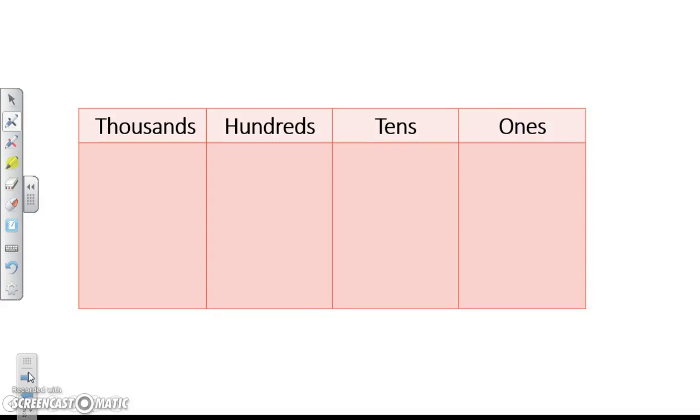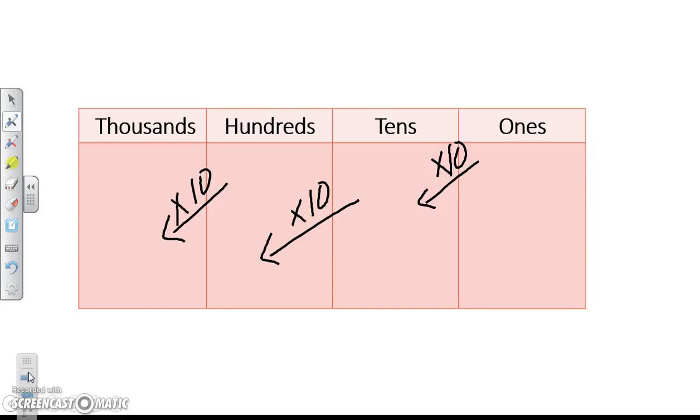So let's talk about this one more time. If I want to talk about ones, the tens place is 10 times greater than the ones place. If I want to go to the tens place, I need 10 tens to go to the hundreds place. And if I want to go from hundreds to thousands, I need to do times 10.